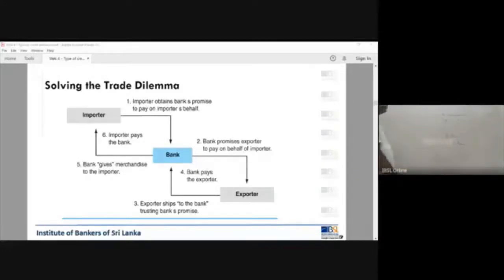So Mr. Pereira wants to import 100,000 kilograms of basmati at a price of 150 rupees, 150 per kilogram. This is what his requirement is.